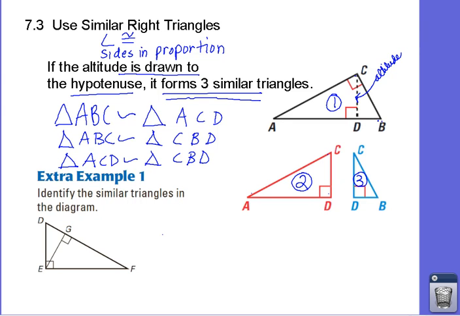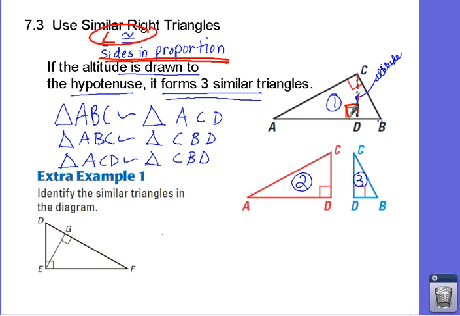So quick review here, similar triangles, we have angles are congruent and sides are proportional. That's the important concept here that we're going to need. Anyways, we get a theorem that says if the altitude is drawn to the hypotenuse, it forms three similar triangles. So here's the altitude drawn to the hypotenuse.